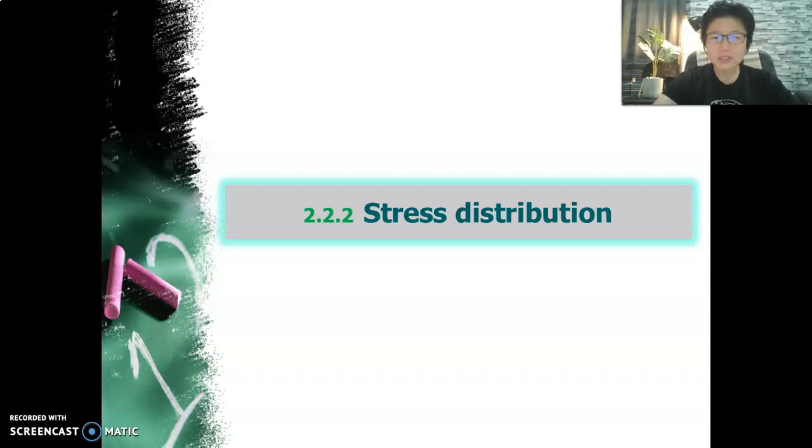Right. So now let's look at stress distribution first, so that if we can calculate the stress at a certain depth where we want to put the foundation, then only we can start talking about putting the foundation there and expecting it to carry the load that we want it to carry.